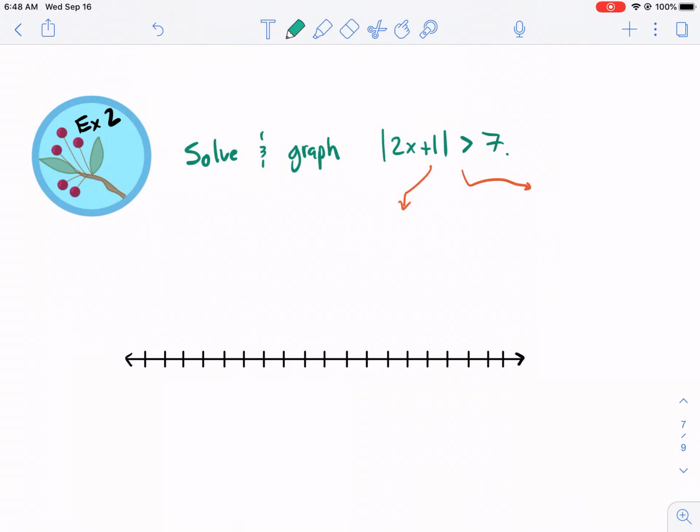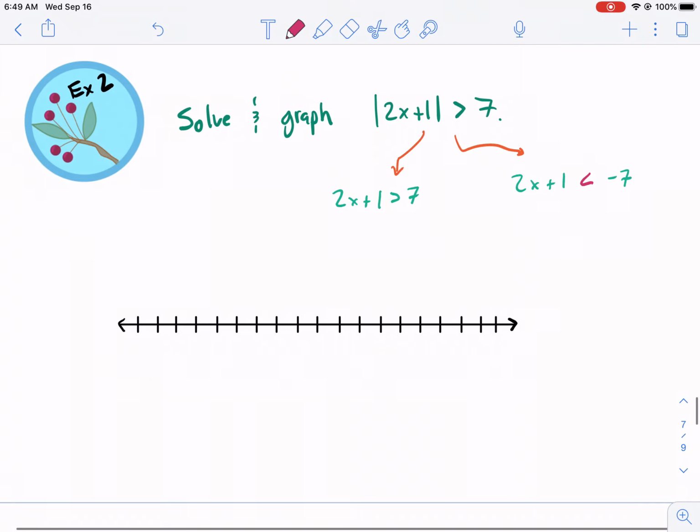Okay, it's already by itself, so we don't need to worry about moving stuff around. The absolute value is already by itself. So now we have 2x plus 1 is greater than 7. Check this out. We have 2x plus 1, -7. If we put the negative, guess what we have to do? We have to flip that sign.